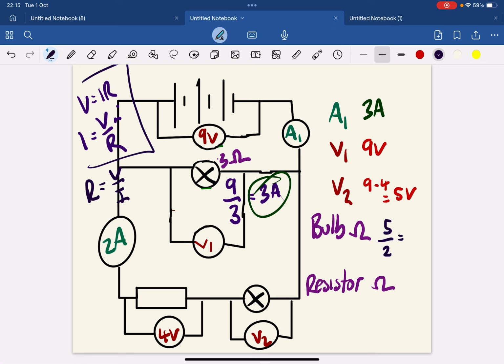5 divided by 2 is 2.5 ohms, and for our resistor, the potential difference is 4, and we divide that by 2 amps, which is equal to 2 ohms. How did you get on with that one?